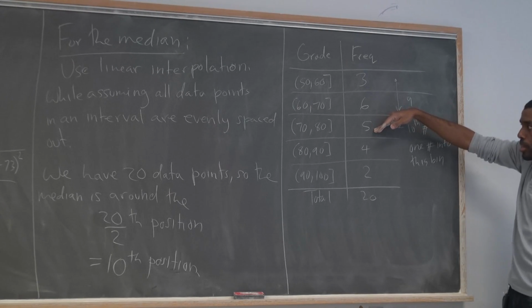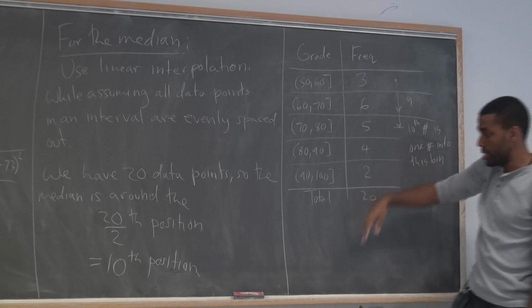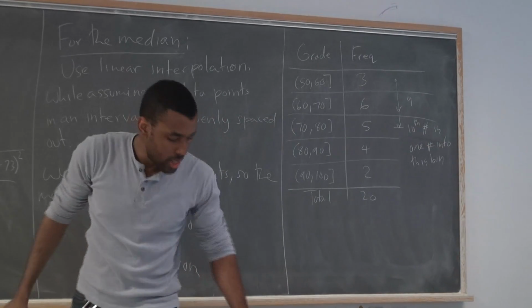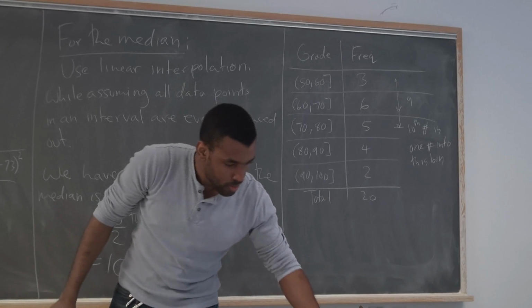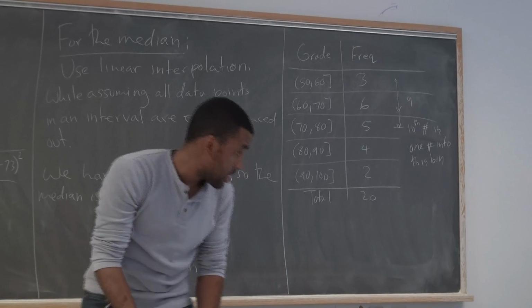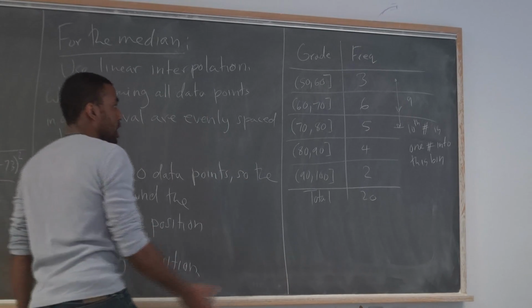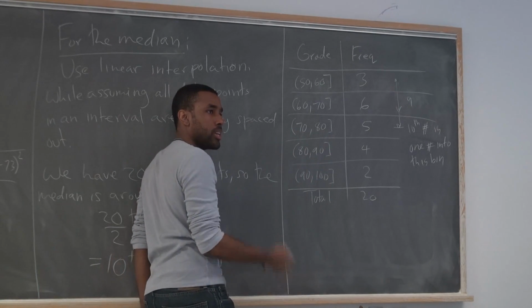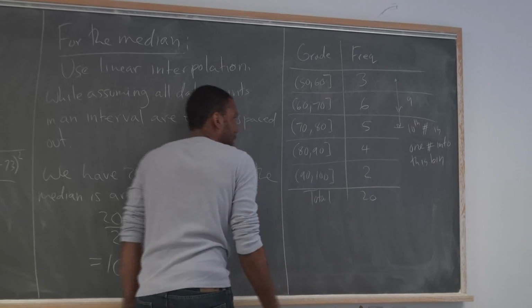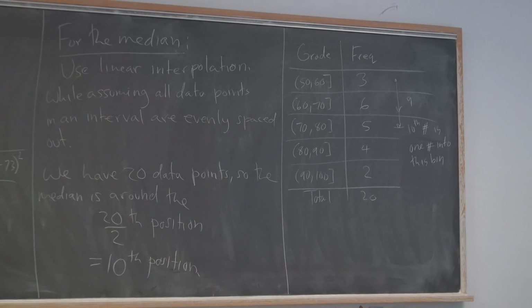Now I'm going to want to approximate what that number is, the 10th number. And it's going to be easier than you think because I'm assuming they're all evenly spaced out. So I have 5 numbers between 70 and 80. If they were evenly spaced out, how far apart would they be?